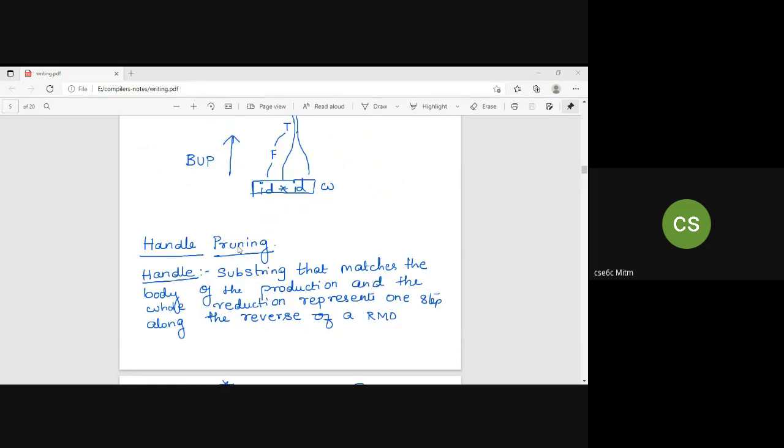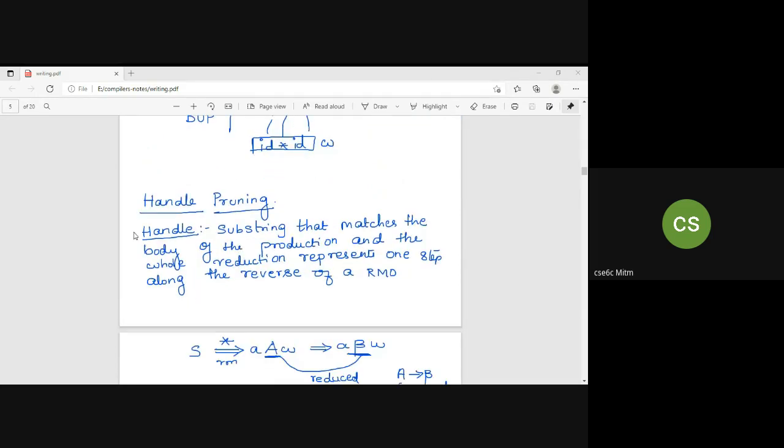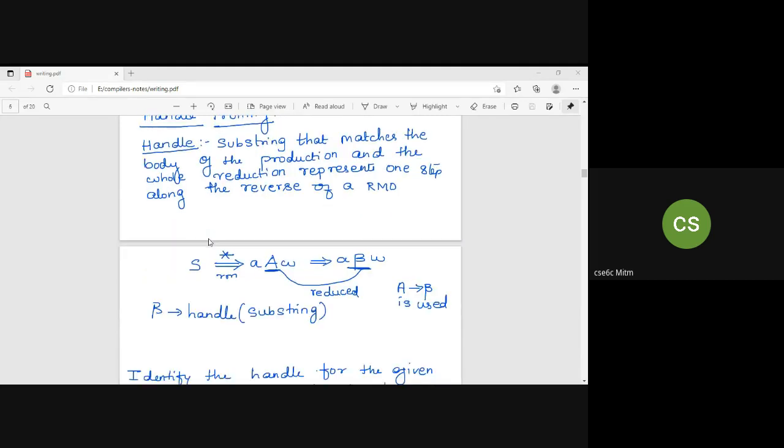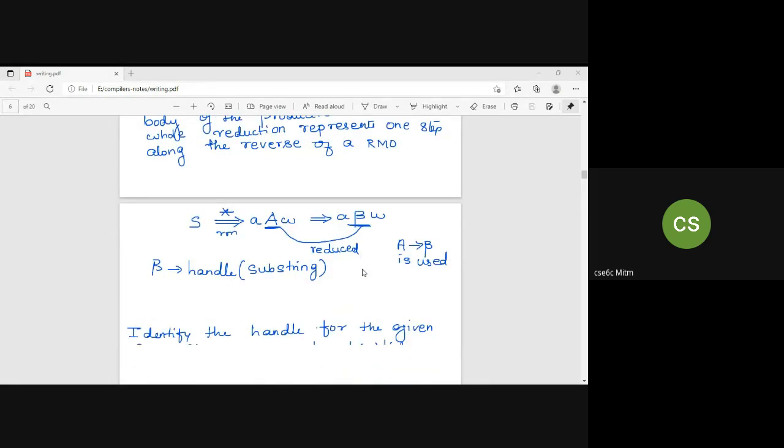Next we saw the handle pruning concept, and we understood what a handle is and how a handle in each of the sentential forms gets reduced by a non-terminal. This is a string and a part of the string, which we call a substring. So beta is a substring. This substring is reduced with the body of the production of A, so beta should match the body of A. Then you can replace beta with capital A. That is how we did handle pruning.